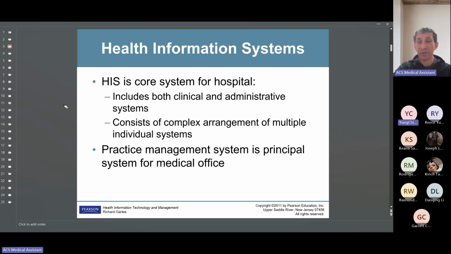Because if we render services, we offer services, then we need to be compensated for it. That's the administrative part. That's why whenever you have a question in your exam, remember the medical office is divided into parts: the administrative part, the front, and the clinical part, the back. So that's how it works.